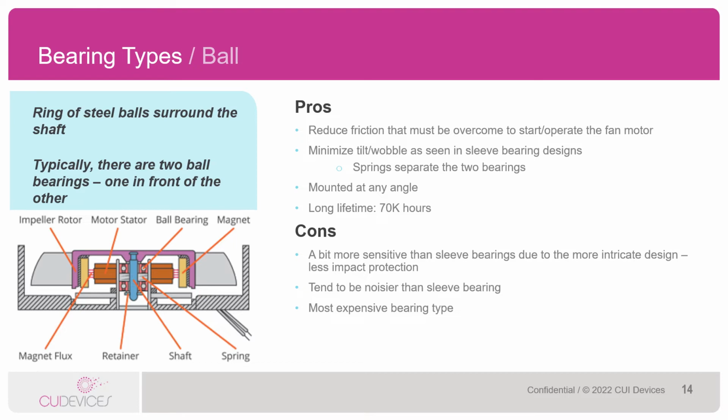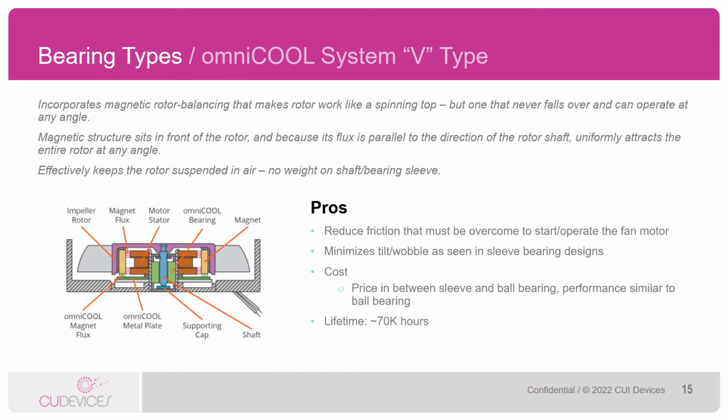Ball bearings are widely used in more high-end, longer lifetime applications. As mentioned previously, there's a third type of bearing that CUI Devices offers, our omniCOOL system. CUI Devices has two specific bearing types under the omniCOOL umbrella. The first is the omniCOOL V type.